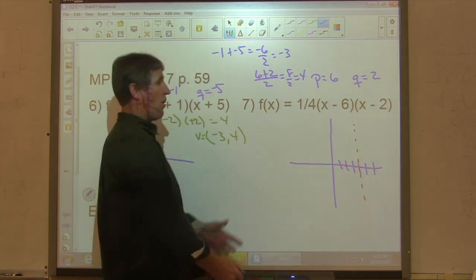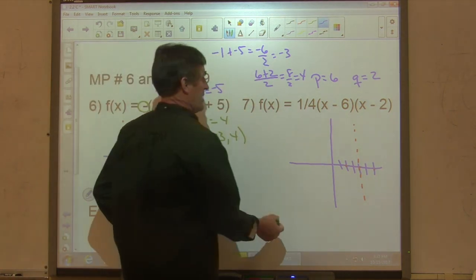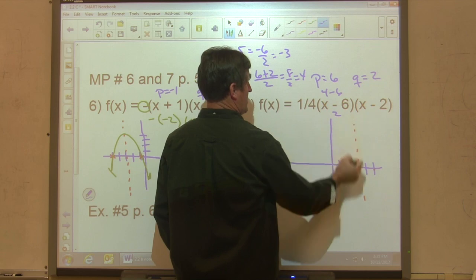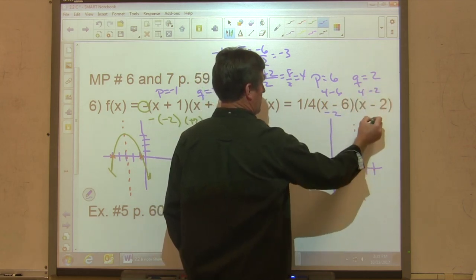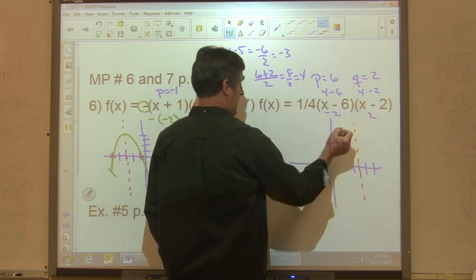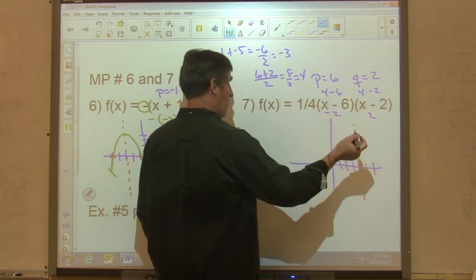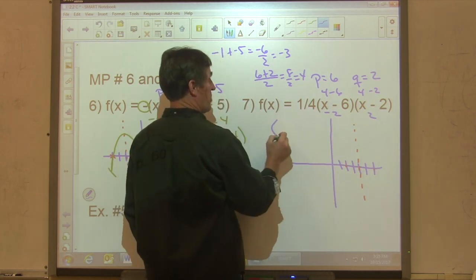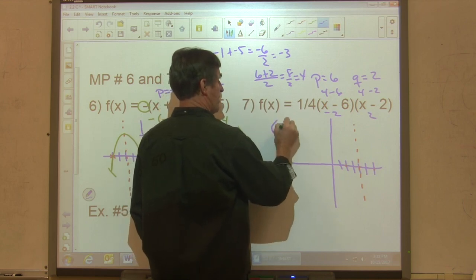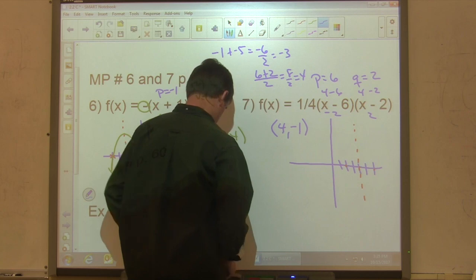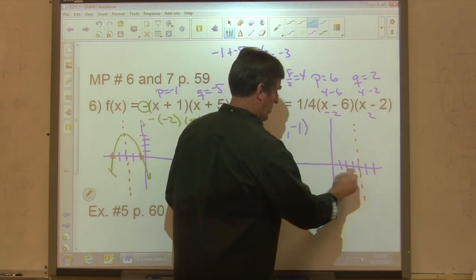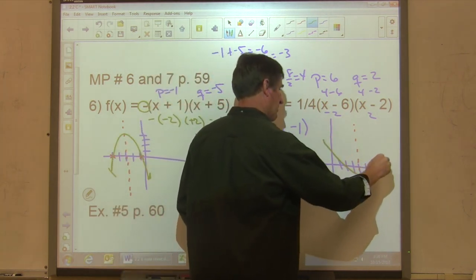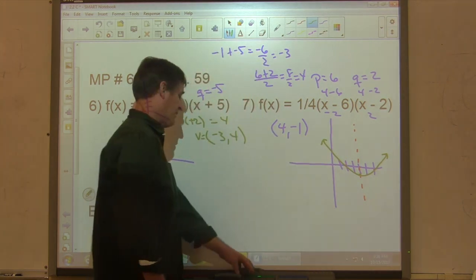So we've got that. Now all we have to do to finish this is find the vertex. And so we're going to plug 4 in. So 4 minus 6 is -2. And 4 minus 2 is 2. And 2 times 2 is 4. And 1/4 times 4 is 1. And we have 1 negative, so it's -1. So we had our axis of symmetry was 4 and -1. So that puts it at 4, -1, and it opens up. And so that's all you have to do on those.